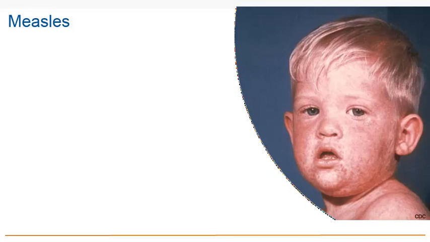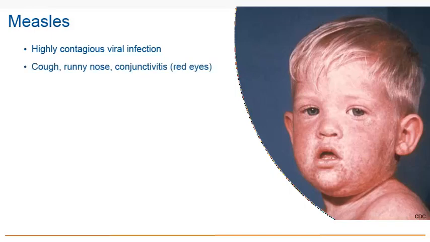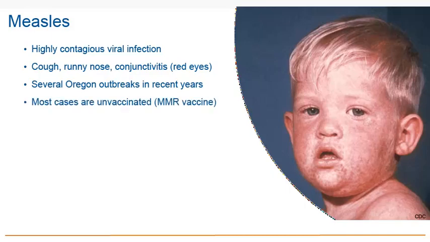Next, let's review measles. Measles is a highly contagious viral infection. Patients have cough, runny nose, and conjunctivitis, or red eyes. There have been several outbreaks in Oregon and across the United States in recent years. Most of the cases are unvaccinated individuals, meaning that they have never received the MMR vaccine. What do you need to do in the emergency department for infection control?